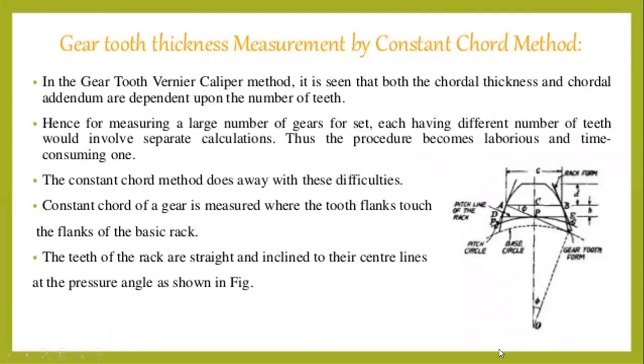So the next type of measurement is the constant chord type, that is the gear tooth thickness measurement by the constant chord method. In the gear tooth vernier caliper method, it is seen that both the chord thickness and the chord addendum are dependent upon the number of teeth. So based upon the number of teeth in the addendum circle, we are going to measure this.